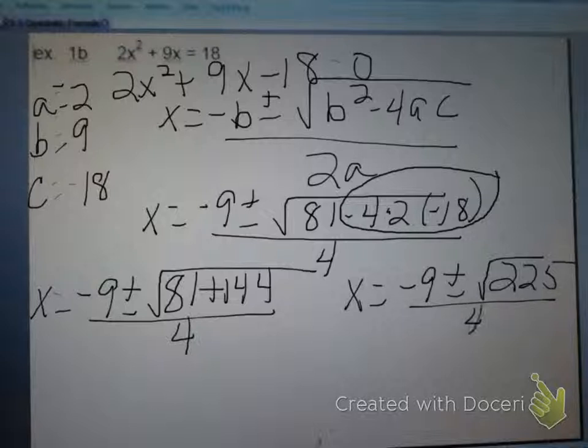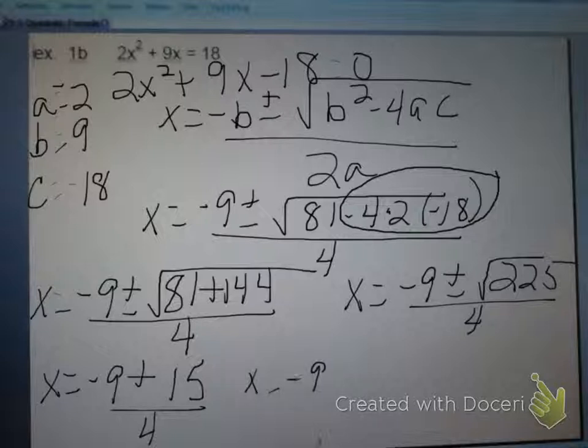The square root of 225 is 15, so x equals negative 9 plus or minus 15 over 4. Now, you can go ahead and separate. It would be easier to separate it: negative 9 plus 15 over 4, and x is equal to negative 9 minus 15 over 4.